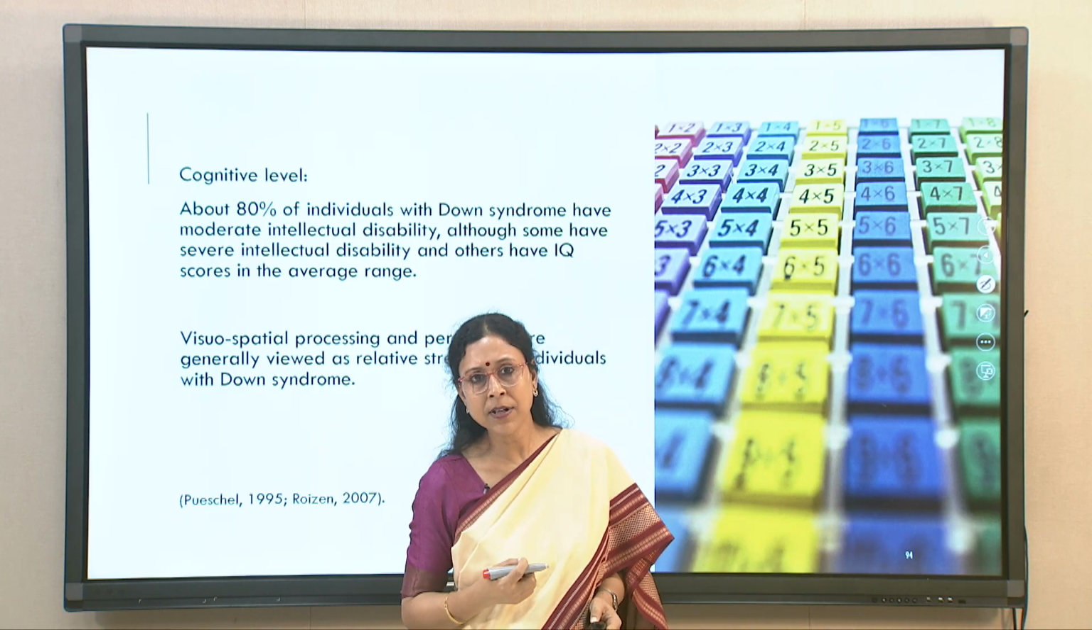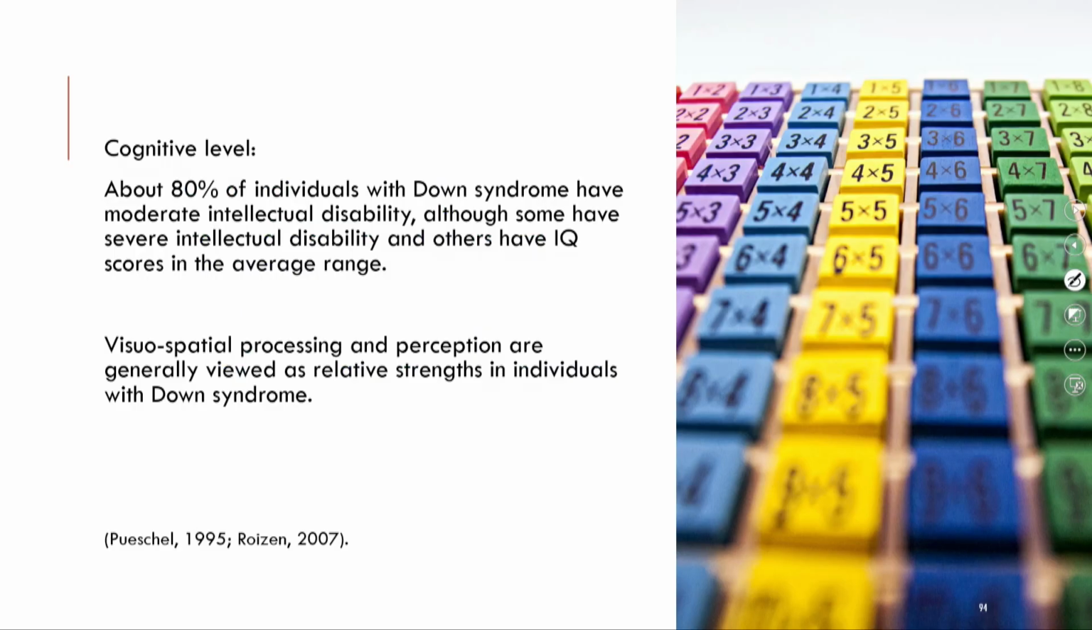At a cognitive level, about 80% of individuals with Down syndrome have moderate intellectual disability, although some have severe intellectual disability as well, and others have IQ scores in the average range. So, it is again a variable kind of group. Not everybody has the same level of cognitive disability. Some of them have average IQ, some of them have serious deficit at the cognitive level.